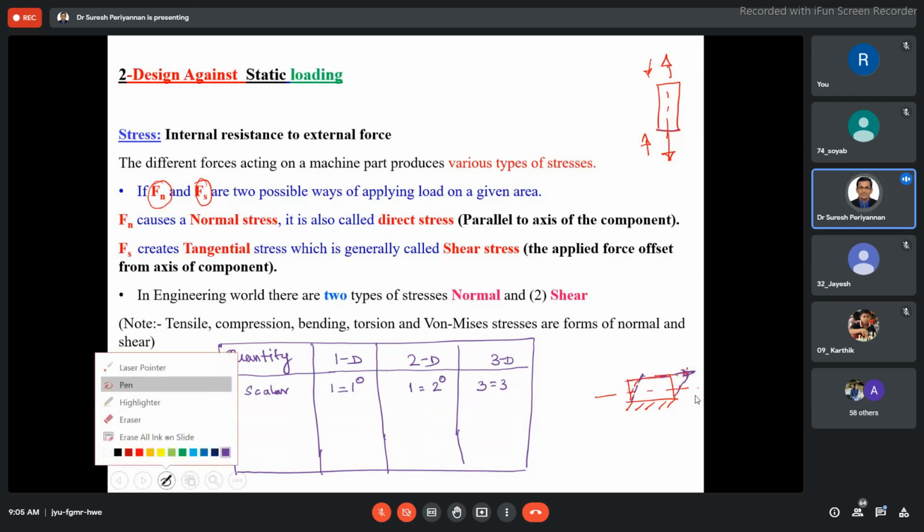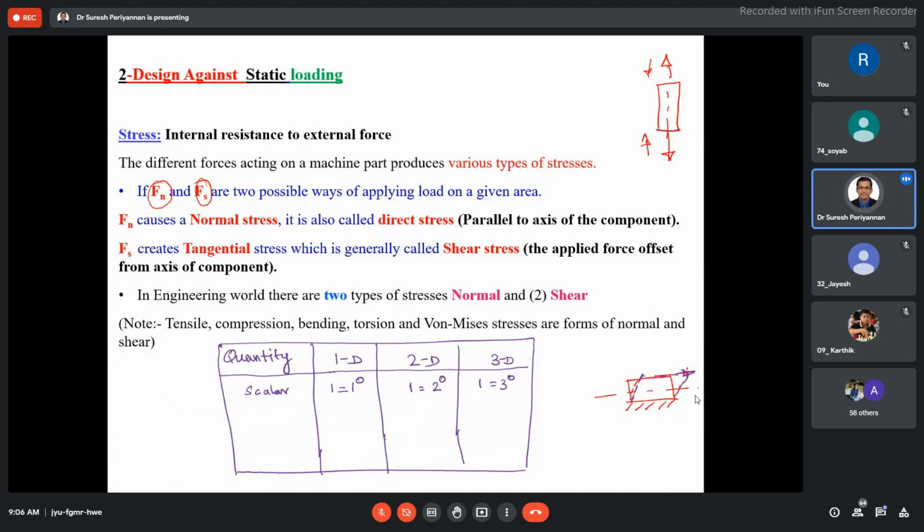Here also I did a mistake. Correct it now. 1. This is scalar. Okay. Now I'm going to vector now. Scalar, simply you can say weight. Okay. Now force, I mean vector.